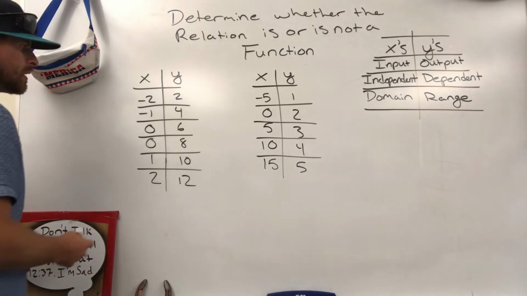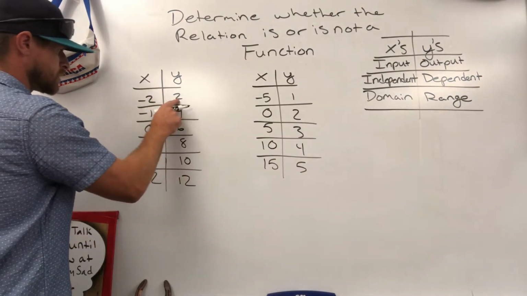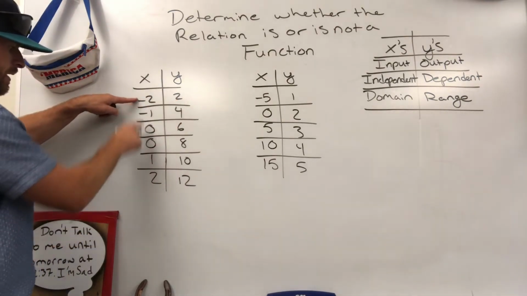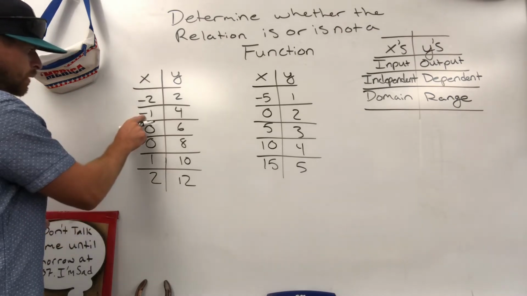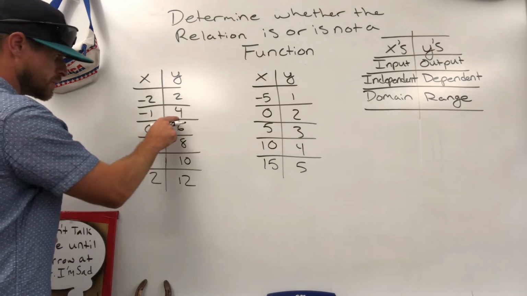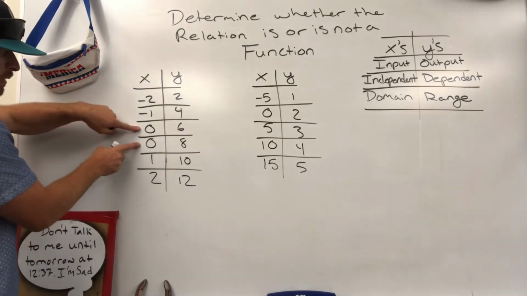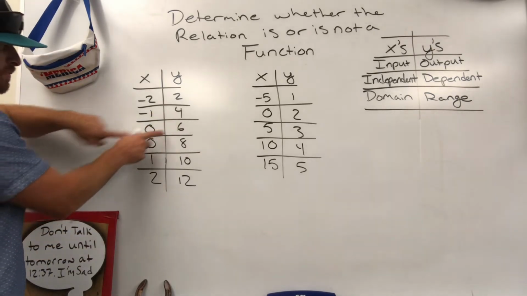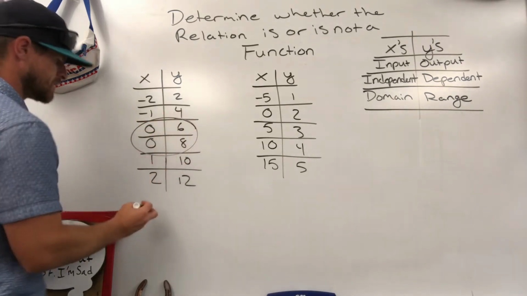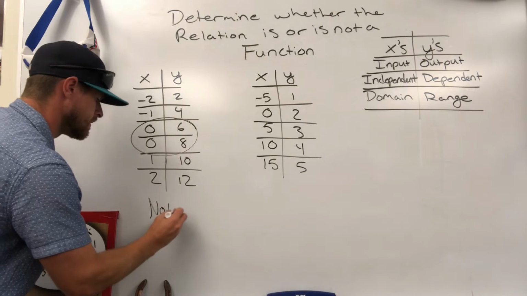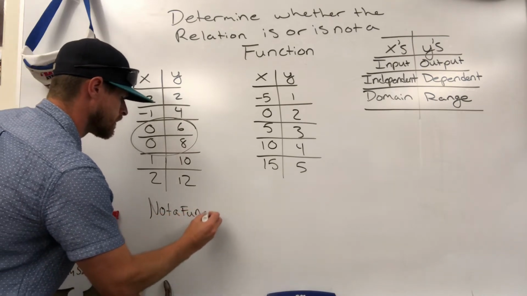for this table. So I'm looking at -2 produces a 2 and there's no other -2's in there. Don't get a positive and a negative confused. Those are different values. -1 doesn't pop up again and it only produces one output. But if you look here, we have 0 twice. 0 is producing a 6. 0 is also producing an 8. So this right here is the reason that this is not a function.